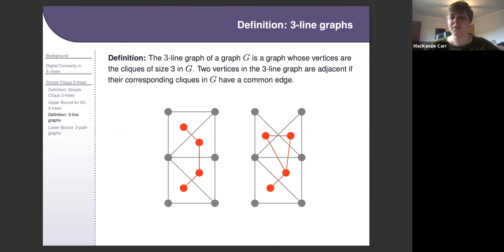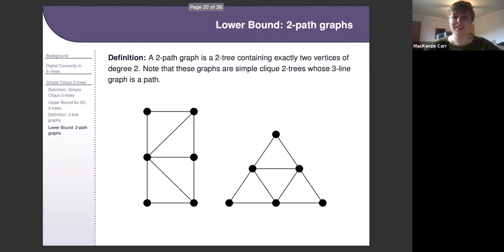Whereas because we have those 3 triangles that share one edge in the 2 tree on the right, we're going to get this K3 in our 3-line graph. And so we thought maybe restricting to simple clique 2 trees would help us prove our conjectured lower bound from a few slides ago, but we ended up having to restrict it even further.